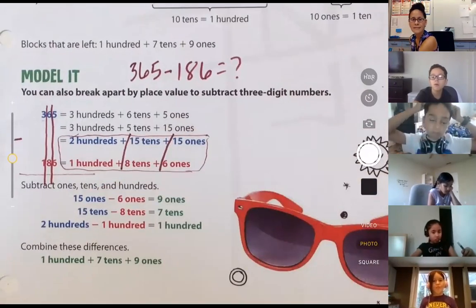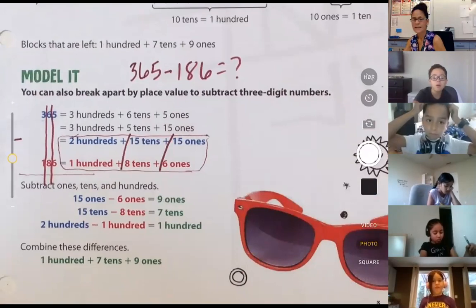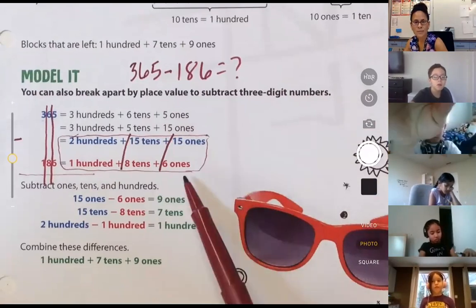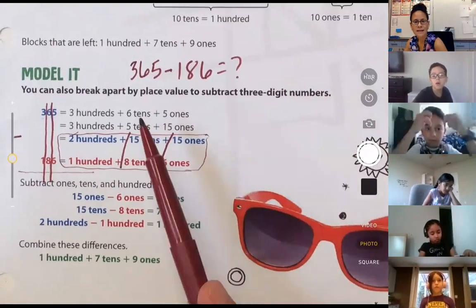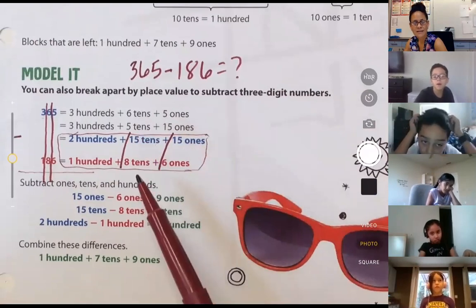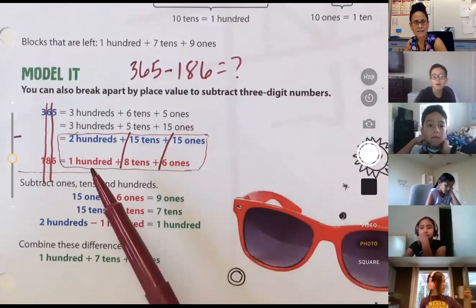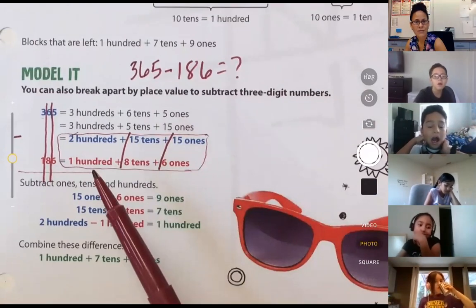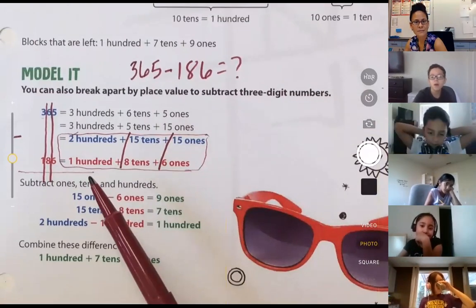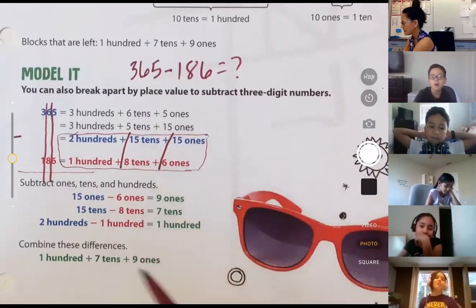So if you take it one more step and you do this, you can see that 15 is greater than 6 in the ones place. 15 is greater than 8 in the tens place. 2 is greater than 1 in the hundreds place. Can you do the subtraction now? You definitely can. And here is the subtraction.